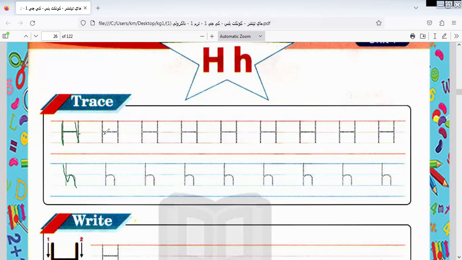This book, in the first part we have a revision of the alphabet. You can keep it if you forget it. Okay. Here we have capital H and small h. Let's go to another one here.